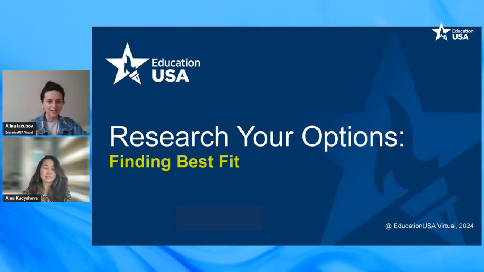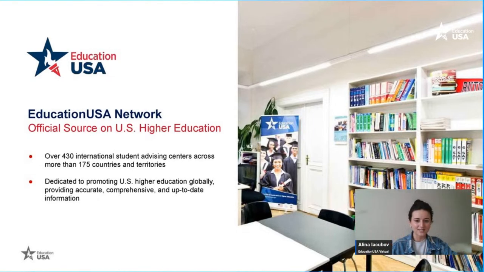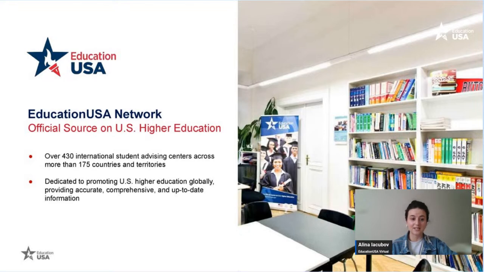But first of all, I would like to tell you more about the services that we are providing and about EducationUSA in general. EducationUSA provides transparent and very current information on the application process and on the steps you need to consider. We have over 430 international student advising centers across more than 175 countries and territories. We are dedicated to promoting US higher education globally, providing accurate, comprehensive, and up-to-date information.